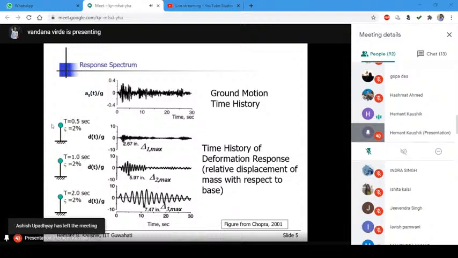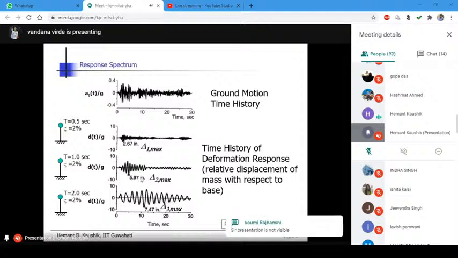Now you change the property of the system such that you get a natural period of 1 second. Again repeat the process, and you get another point, just one point, which is the maximum displacement from this displacement time history. In this case it is 5.97 inch.